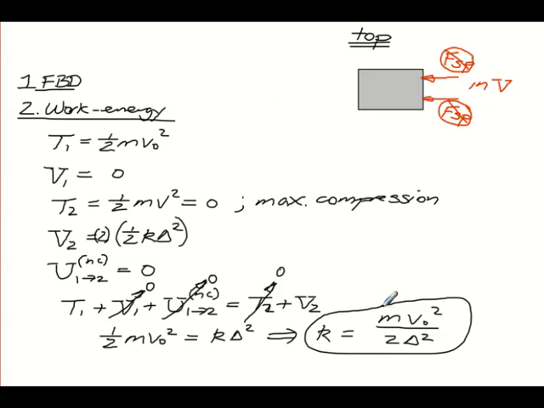So energy is conserved. T plus V is a constant. It starts out with 1/2 m v naught squared in energy, it ends up with twice the 1/2 k delta squared, and from that we solve for k.